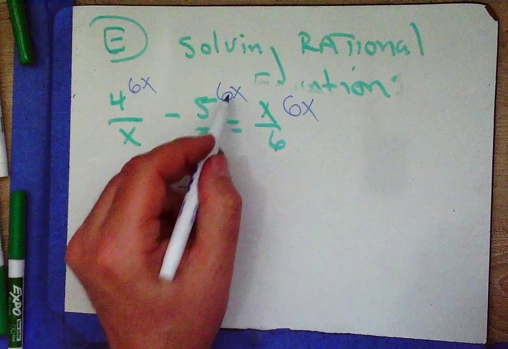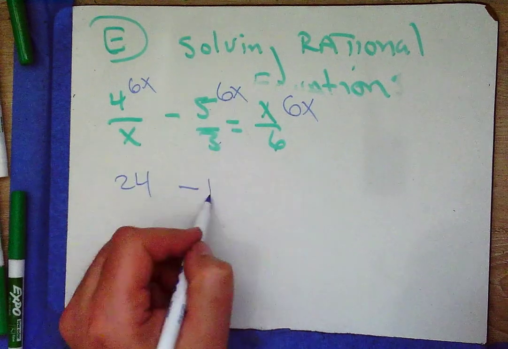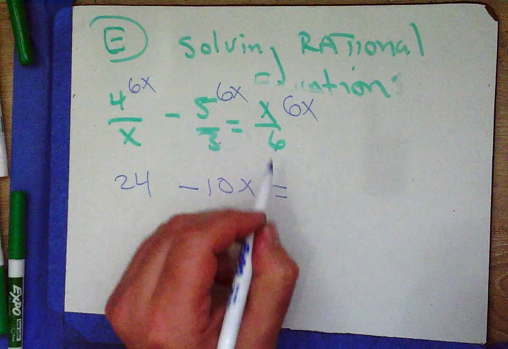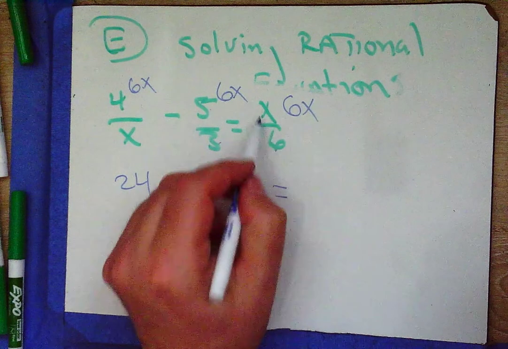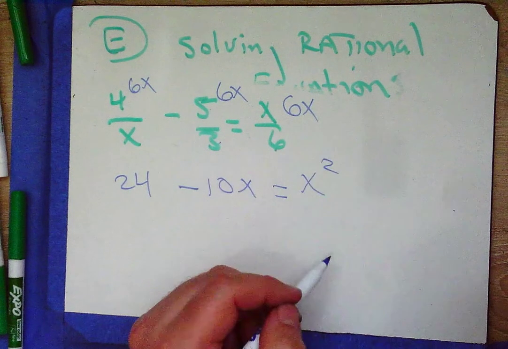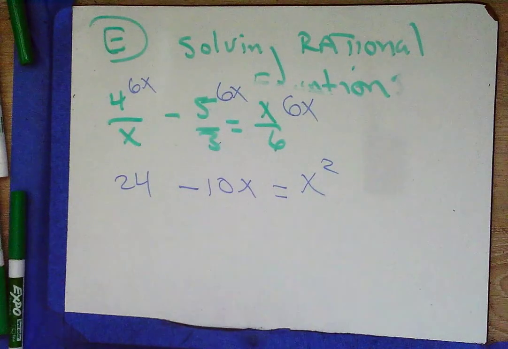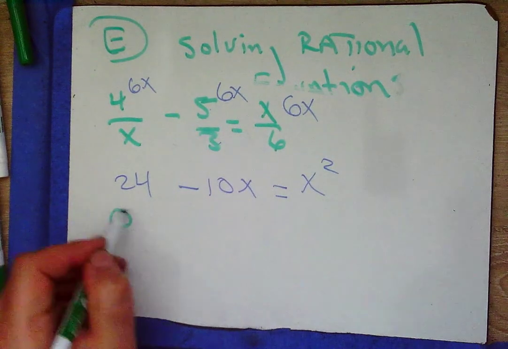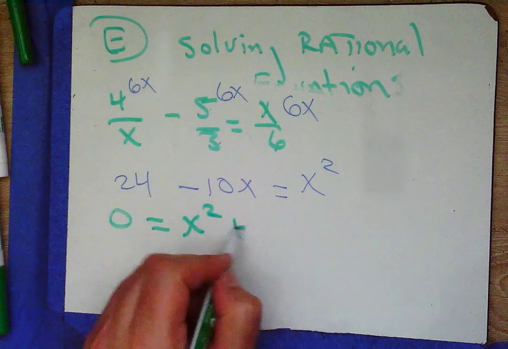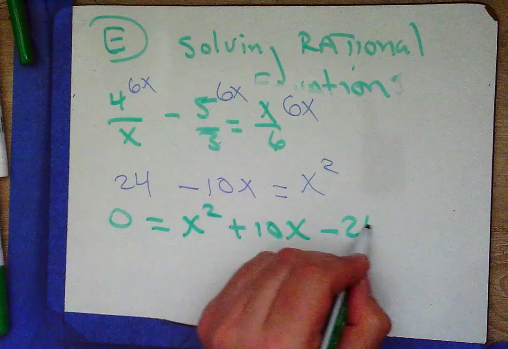Here I can take out a 3, so I'll have 2x times 5, which is minus 10x. And here the 6's cancel, and I'm left with x squared. Because this is an x squared, I'm going to move everything onto one side so that this is equal to 0. And I'm going to have x squared plus 10x minus 24.